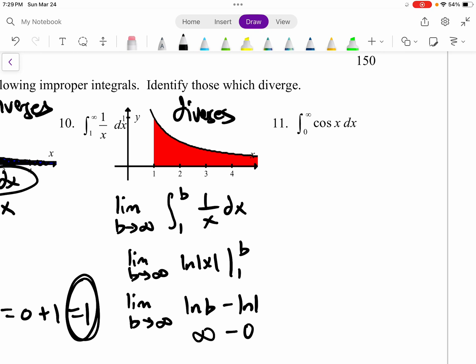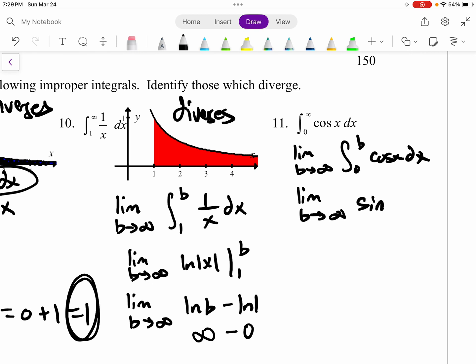So again, set it up the same way. It'll be the limit as b approaches infinity of the definite integral from 0 to b of the cosine of x dx. We integrate that. We end up with the limit as b approaches infinity of the sine of x. Plug in b. The limit as b approaches infinity.